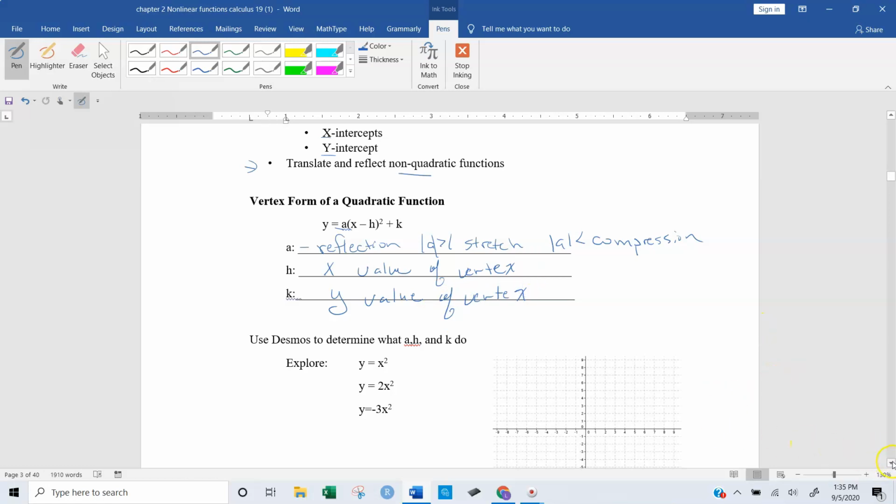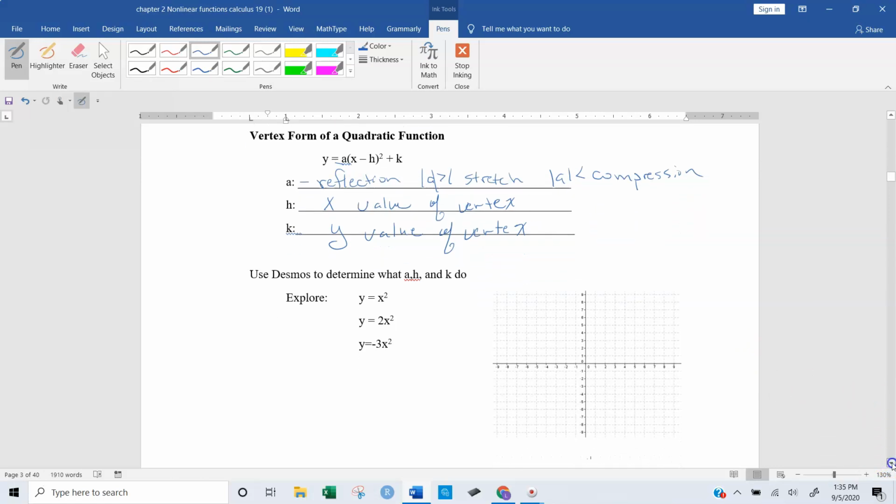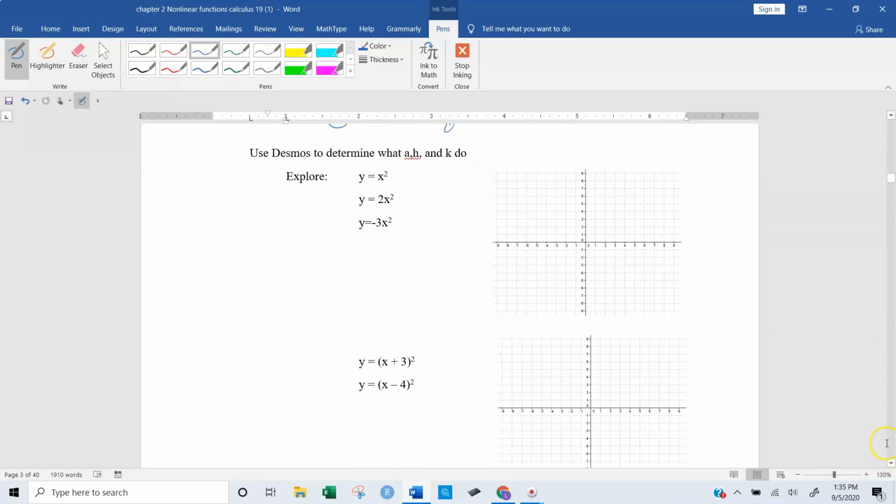All right, let's go down. So now, on your Desmos, type in y equals x squared. When you typed in y equals x squared, you should have gone through (0, 0), (1, 1), and (-1, 1), and graphed this parabola. This is known as our parent graph.